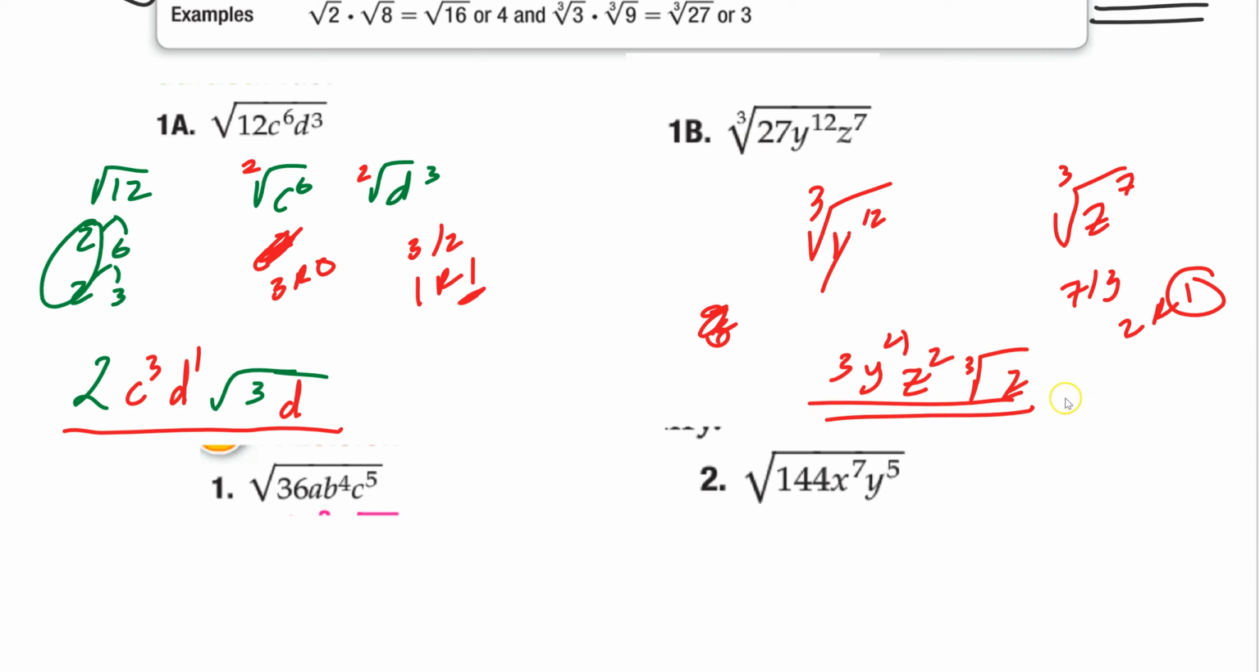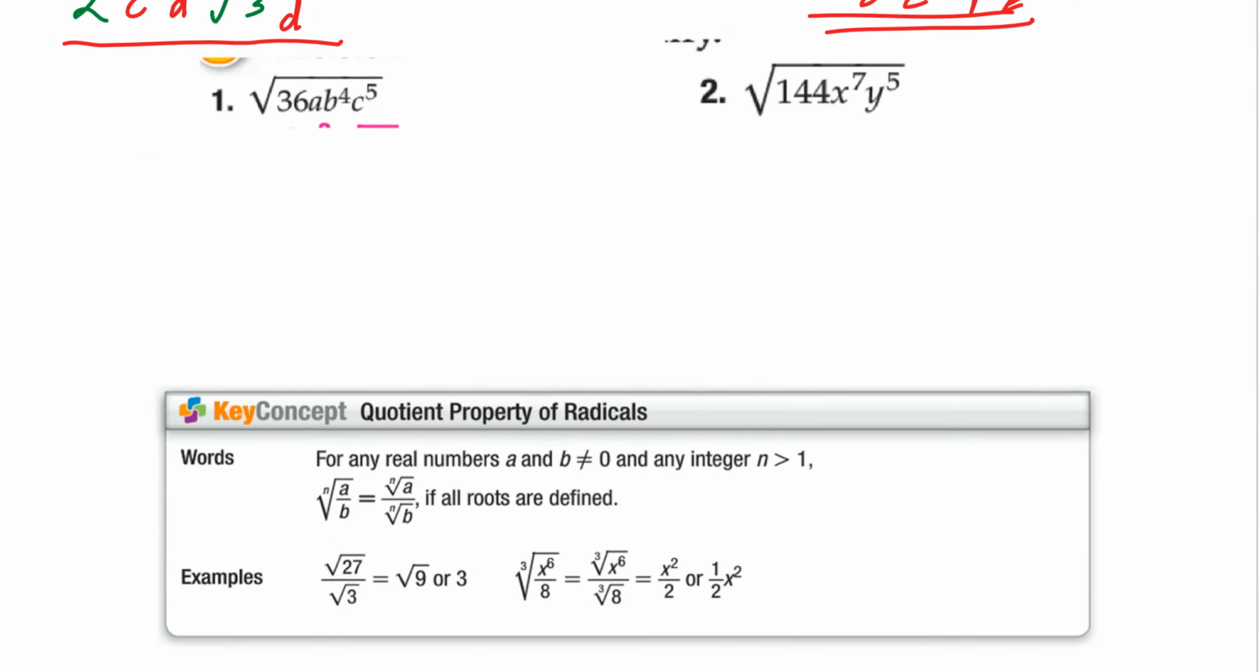That's the answer. So again, all we're going to do is what we normally do. What multiplied by itself 3 times equals 27? Divide the power by the root, divide the power by the root. If there's a remainder, it stays on the inside. Remainder stays on the inside. Let's do more just to practice.